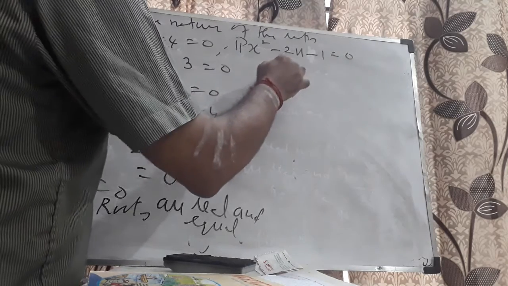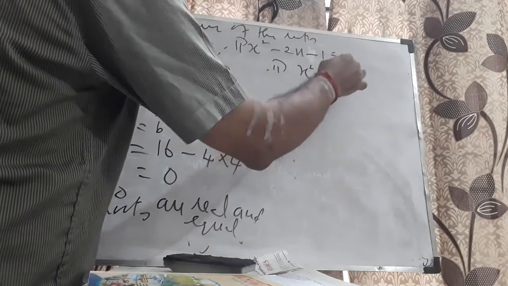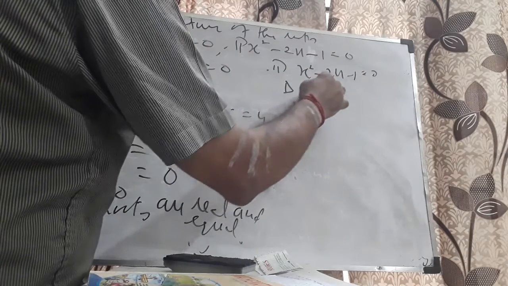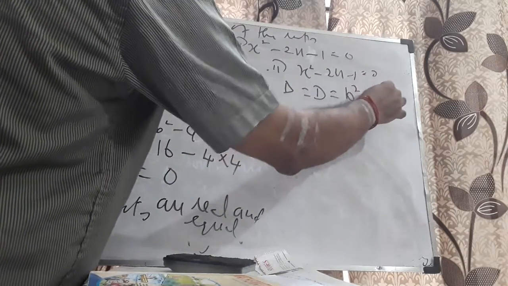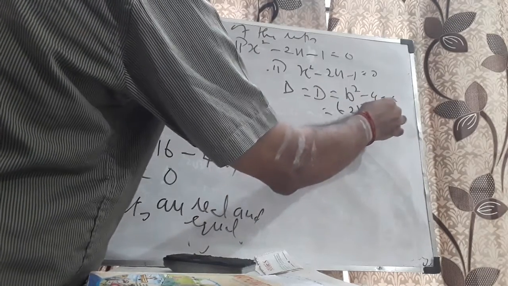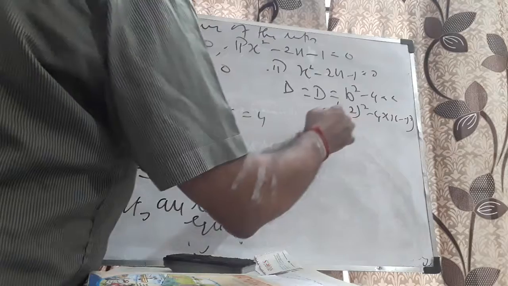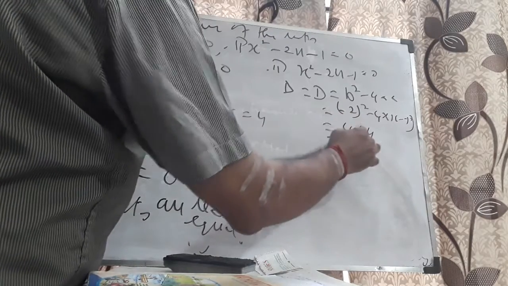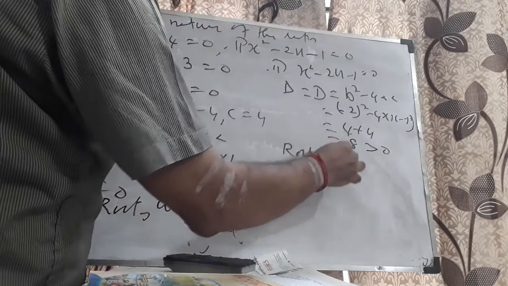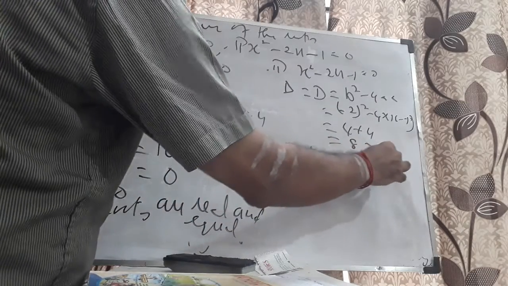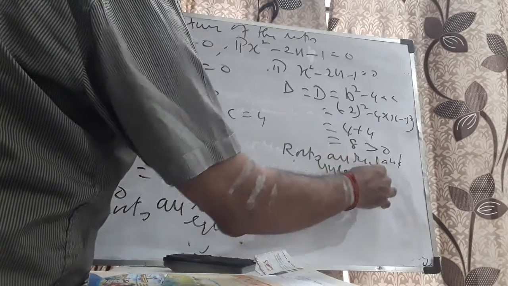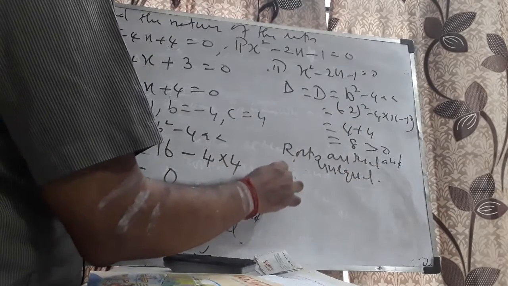Now, second one, x square minus 2x minus 1 is equal to 0. Delta is equal to b square minus 4ac, which is minus 2 whole square minus 4 into 1 into minus 1, which is 4 plus 4, which is 8, which is greater than 0. Roots are real and unequal, distinct, either way you can write.